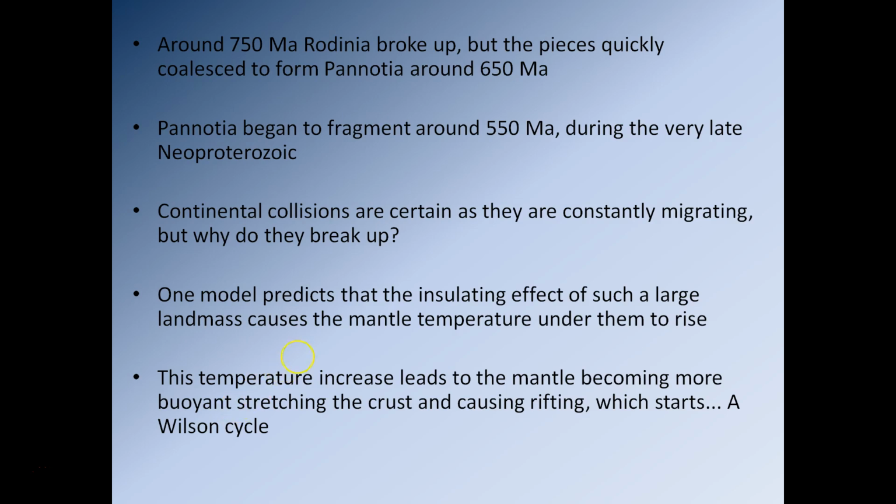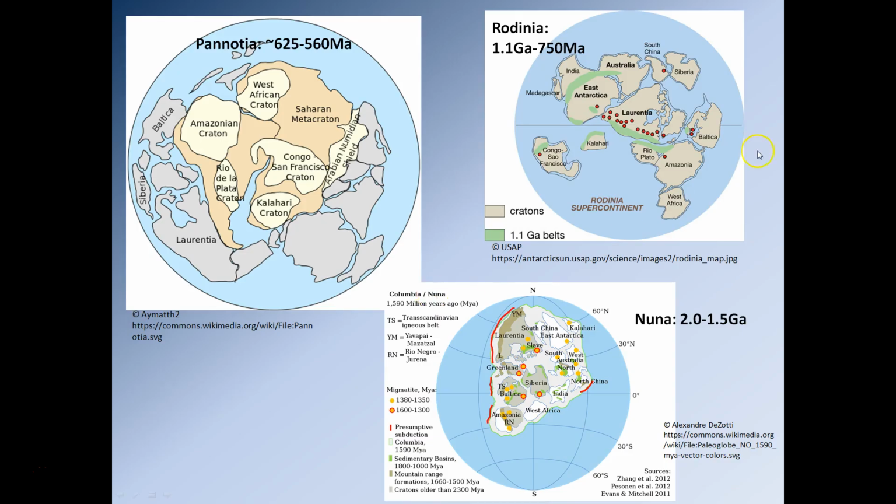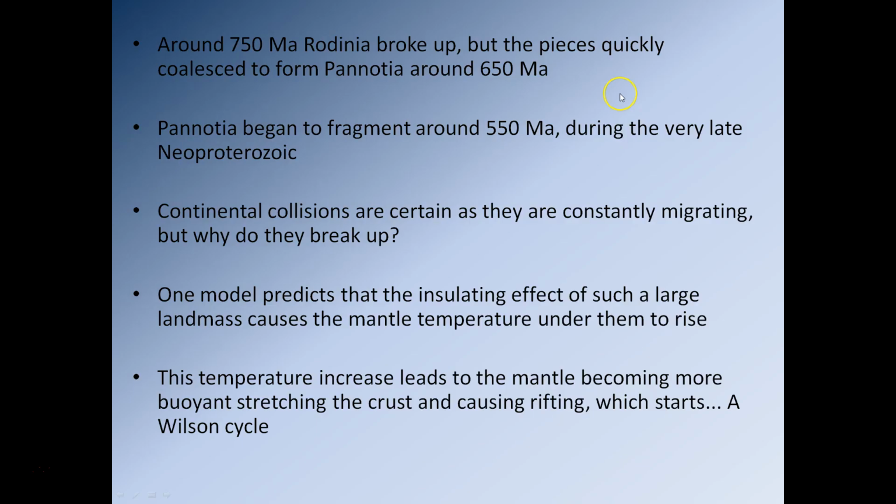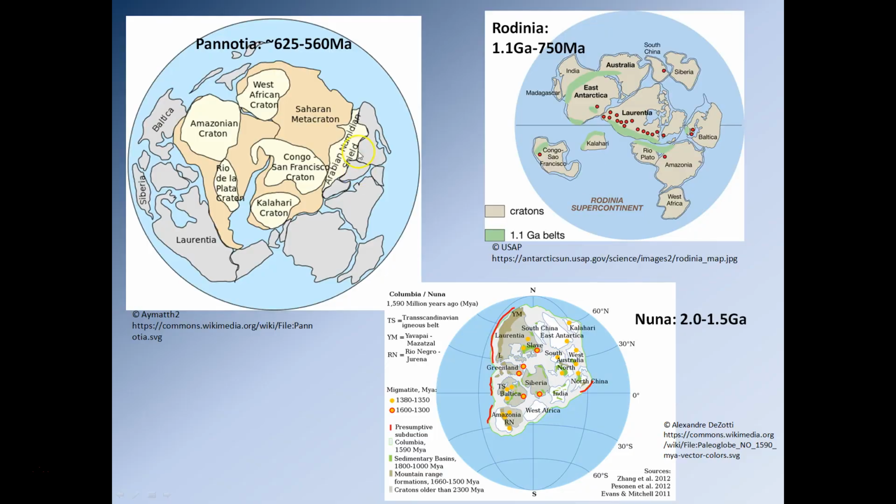So around 750 million years ago, Rodinia, this one here, broke up, but the pieces quickly coalesced again to form Panatea, this one here. As you can see, 750 million years ago, this one breaks up. About 100 million years later, all these pieces of continental crust have reformed to form a new supercontinent.